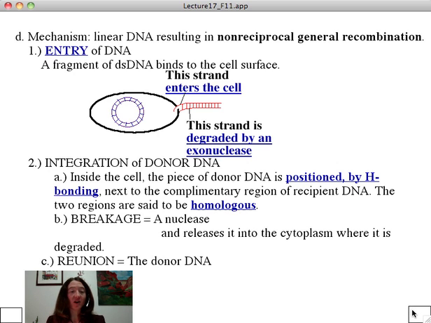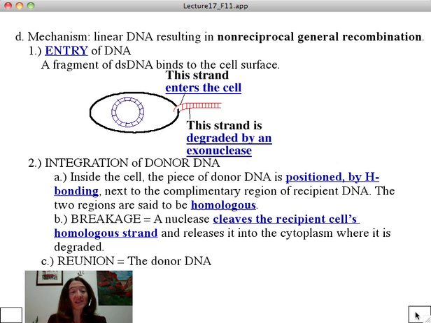These two steps are called breakage and reunion. So you can kind of guess what's going on there. Breakage is going to be the breaking of the recipient DNA. Reunion is going to be replacing that DNA with the donor DNA. So the red DNA in our picture is actually going to replace a stretch of our purple looking DNA there. So breakage: a nuclease cleaves the recipient cell's homologous strand and releases it into the cytosol where it is degraded.